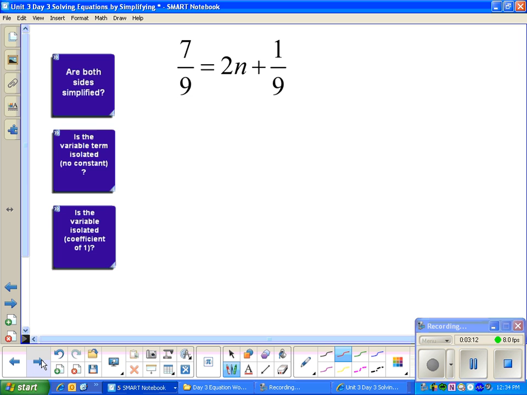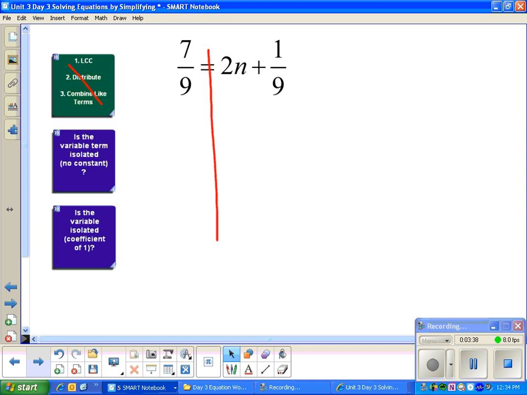Okay, here we go. Let's ask ourselves a question. This looks complicated. Let's see what happens. Are both sides simplified? Yes, both sides are simplified. There are no operations that I need to do on either side. And I'm left with unlike terms over here. I can't combine those at all. So we are good to go. I don't have to do any of that.